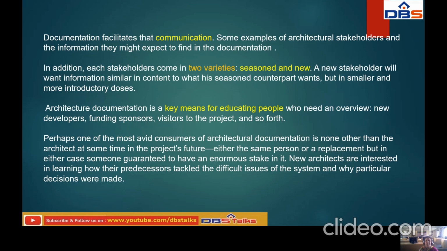Some examples of architectural stakeholders and the information they might expect to find in the documentation. In addition, each stakeholder comes in two varieties in general, seasoned and new. Generally, the stakeholders come in two varieties, seasoned and new. Seasoned stakeholders and new stakeholders.